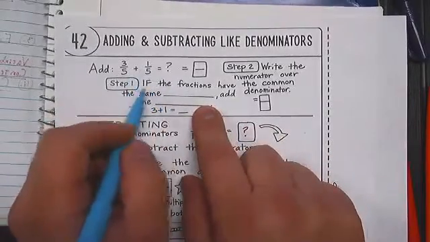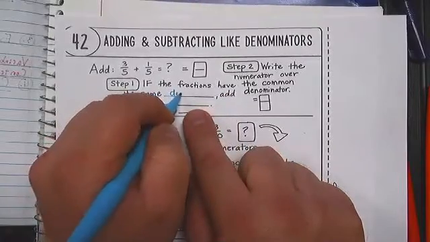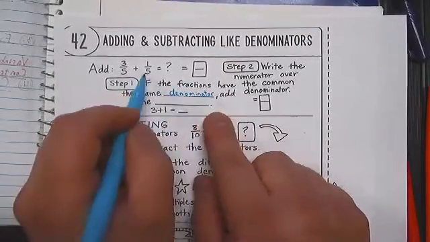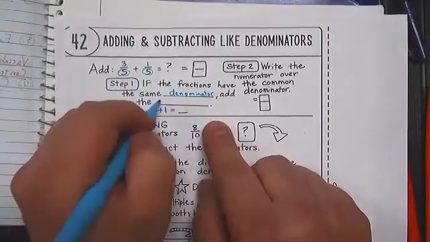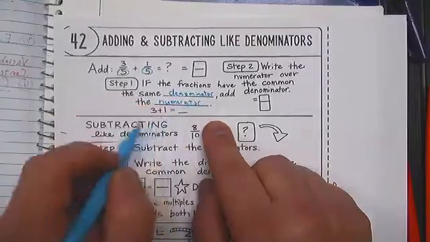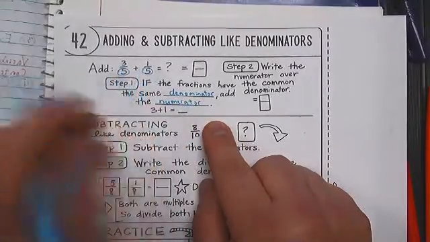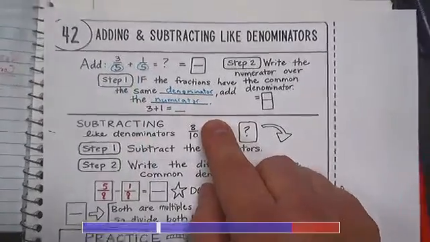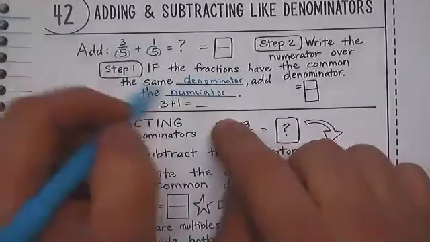First we need to think: if the fractions have the same denominator, that's this number, right? If they have the same denominator, then you can add the numerators. That's because these show you that this is 3/5 plus 1/5, so they are the same size. Their fractional parts are going to be the same size, okay? So if they are the same size, then you can add them together.